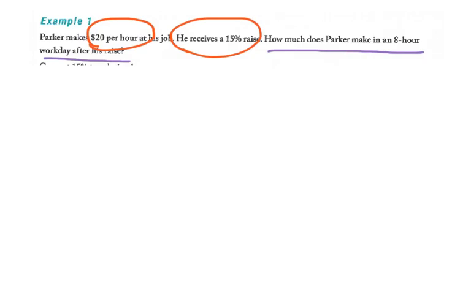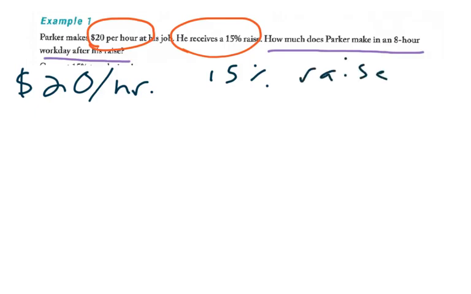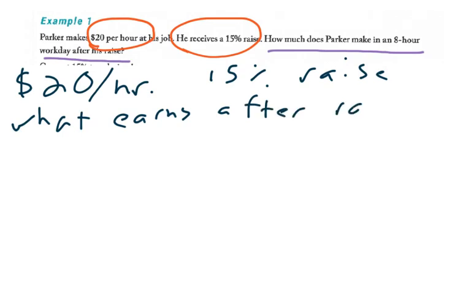So what we're going to do, we're going to take the stuff that we know. I know that right now he's making $20 an hour. But it says that he gets a 15% raise. So the very first thing I have to figure out on this kind of problem is what he earns after the raise. I know what he was originally getting. What is he getting after this raise? So here's what I'm going to do. I'm going to take my $20 and I'm going to figure out what 15% of that is.